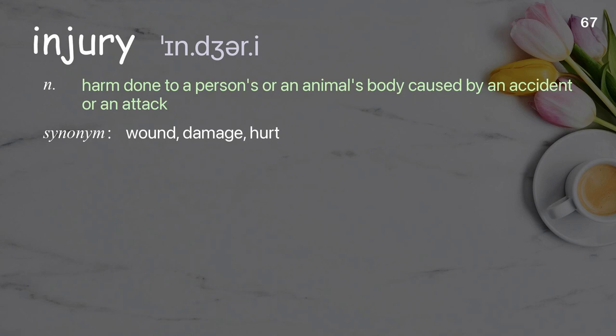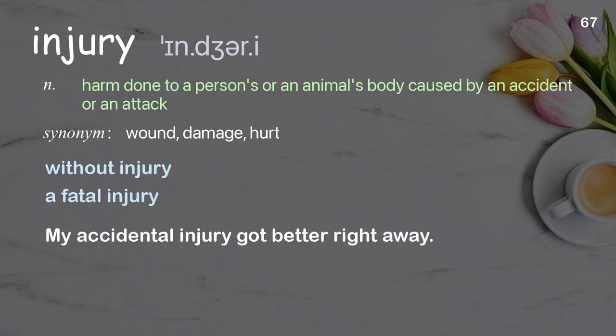Injury: harm done to a person's or an animal's body caused by an accident or an attack. Examples: without injury, a fatal injury. My accidental injury got better right away.